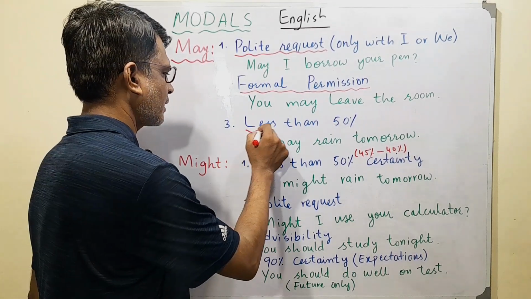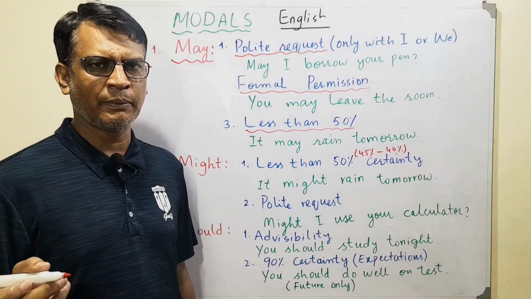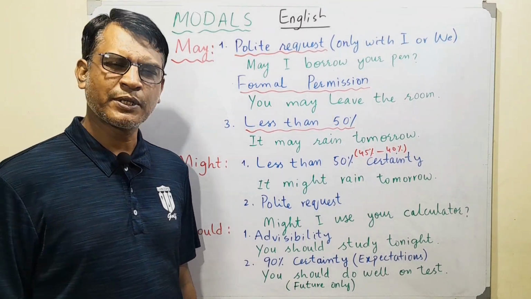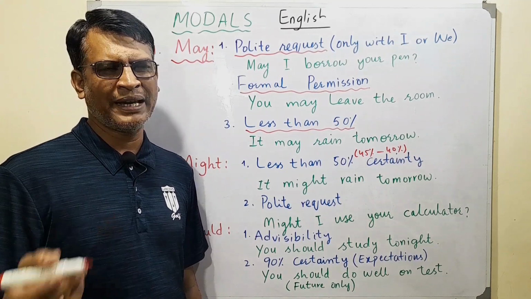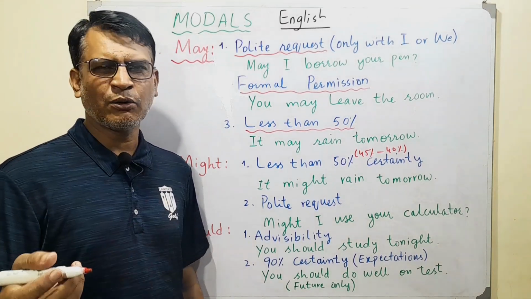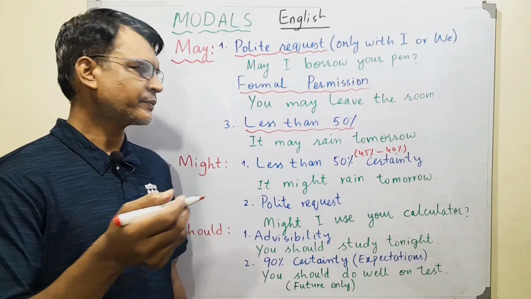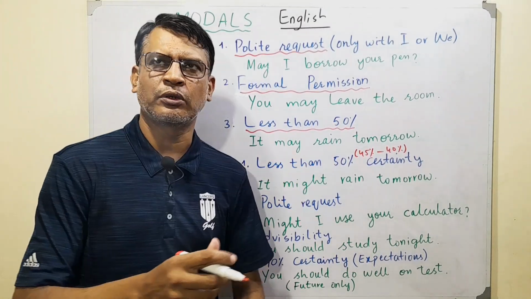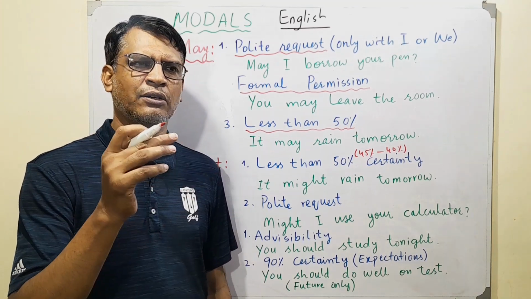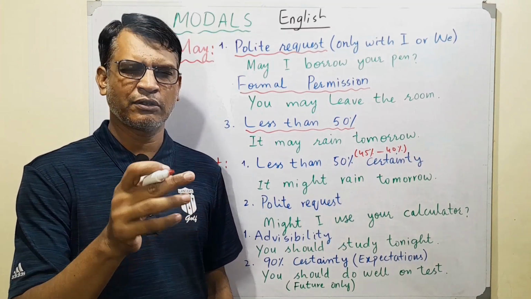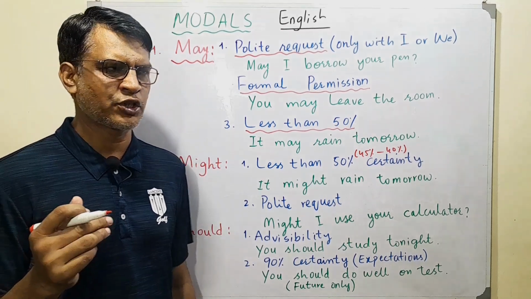The third is less than 50% possibility or probability. If there is a less than 50% possibility of something, we will use may. Sometimes we also say that it could be 50 or a little less than 50. For example, it may rain tomorrow. If there is a prediction of, let's say, 50 or around 50 or a little less than 50%, then it would go for this expression.